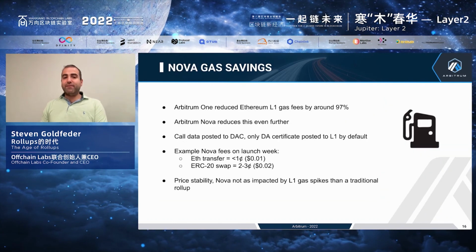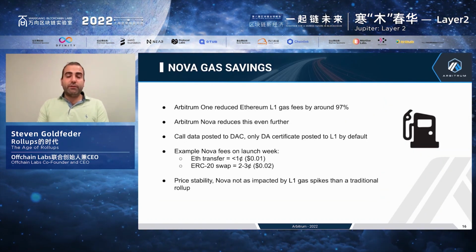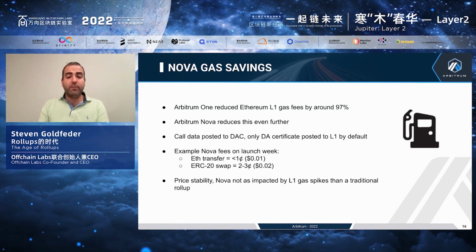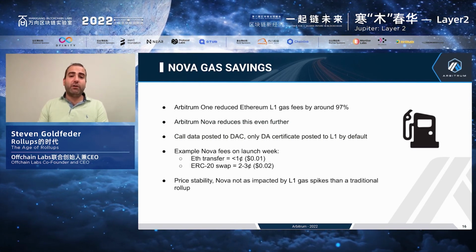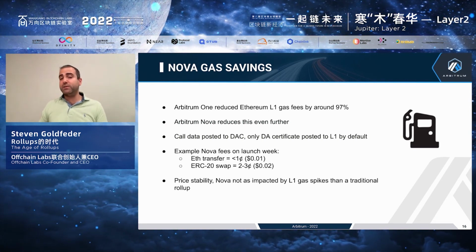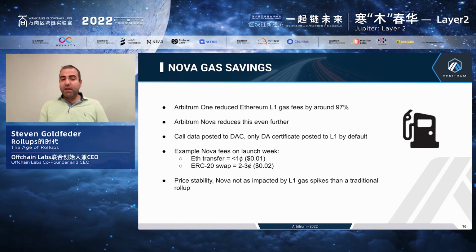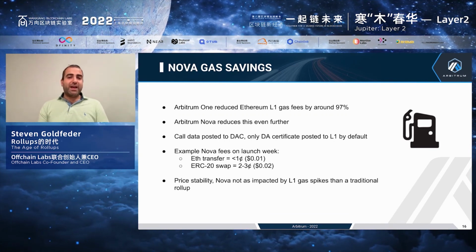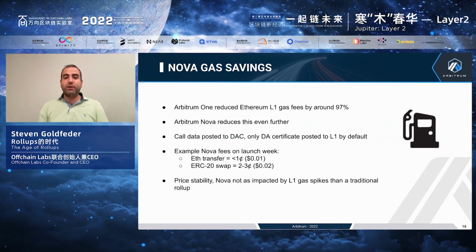What are the Nova gas savings? Remember, Nova doesn't post data to Ethereum. Instead, it posts it to a data availability committee, and in doing so, it's able to even further reduce gas costs compared to Arbitrum One. Arbitrum One is about 97% cheaper than Ethereum. Nova's even cheaper. And to give you an idea of the prices on launch week, it was about less than 1 cent to do an ETH transfer on Nova, and about 2 to 3 cents to do an ERC20 swap.